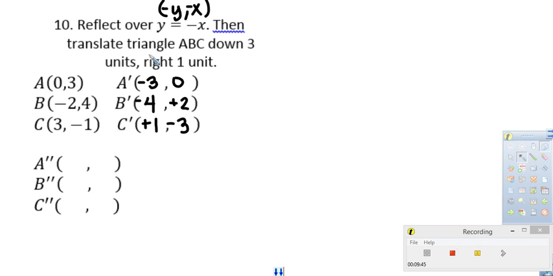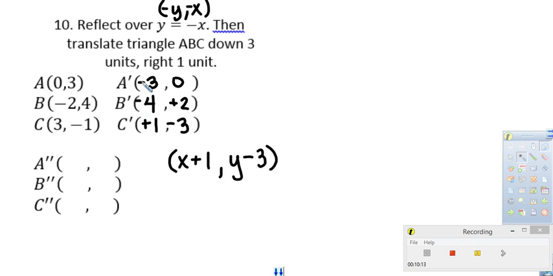Then our next one, and be careful again, it says to translate down 3 units. Do I write x minus 3 for down 3 units? No. The x minus 3 would mean left 3. So if we want down 3 units, we have to remember to put that in the y spot. So down 3 is y minus 3. And then right 1 unit is going to be a positive 1. So we're going to take these and do our second transformation.